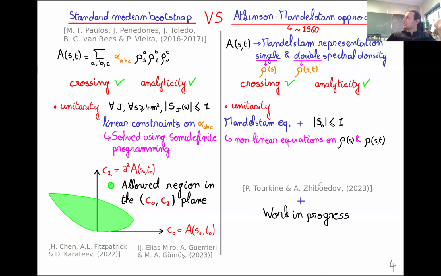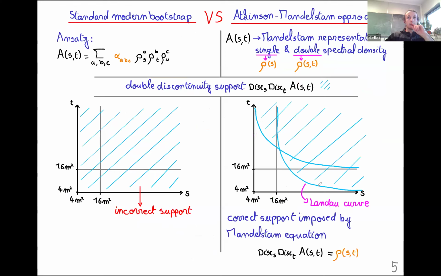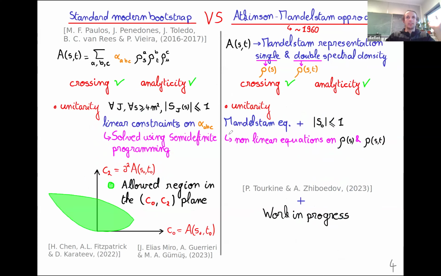Toy model? No, not really. It is sure that it will be visible for the full problem, because there we will have the support of the double discontinuity, which will be different from the standard bootstrap method. But for the toy model, no, I did not see the impact of the nonlinear equations.